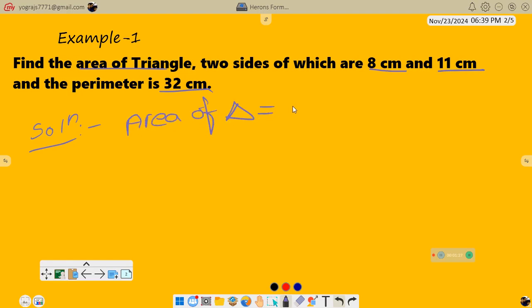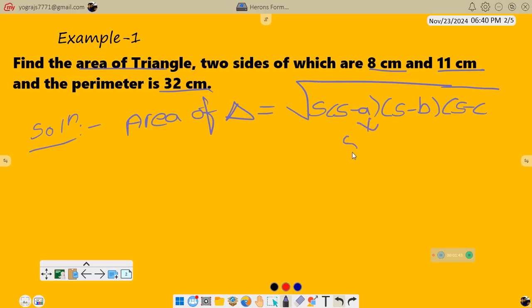Now, I have told you the area of the triangle with respect to Heron's formula is the square root of S into (S minus A) into (S minus B) into (S minus C). We are given two sides, that are A equals 8 cm and B equals 11 cm. We are not given the third side. We are also not given S, that is the semi-perimeter.